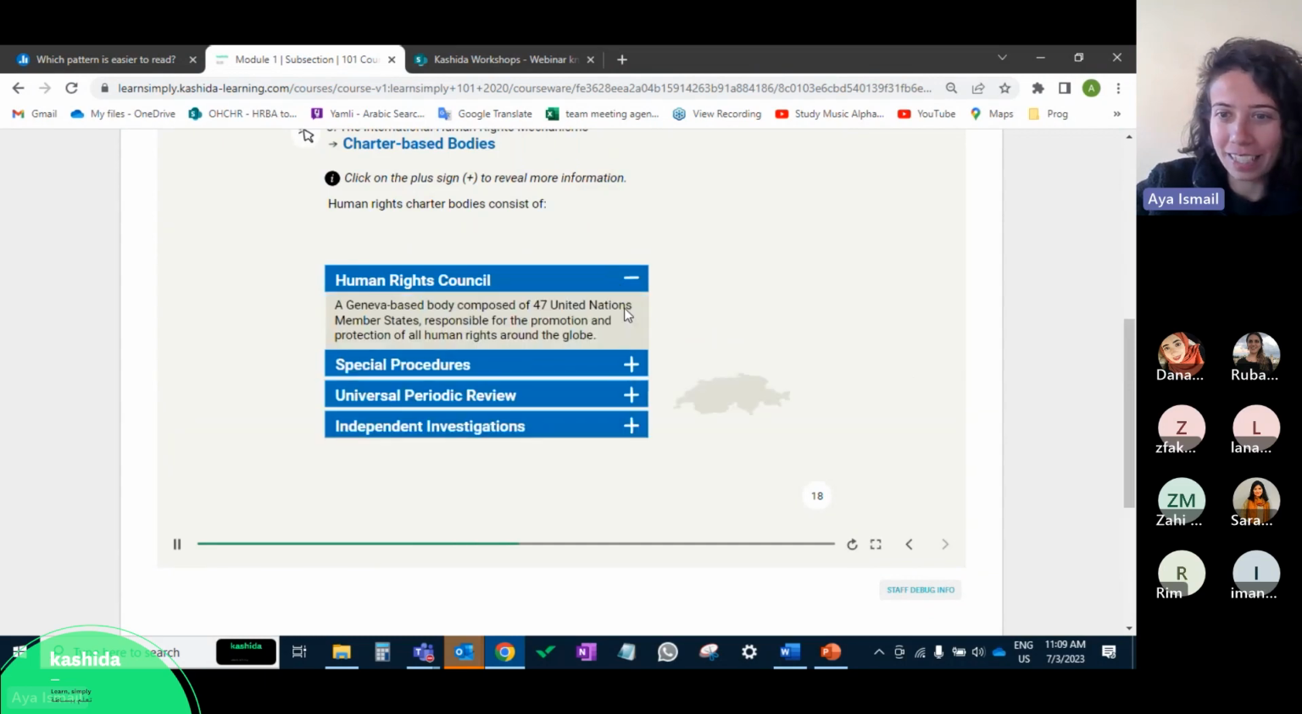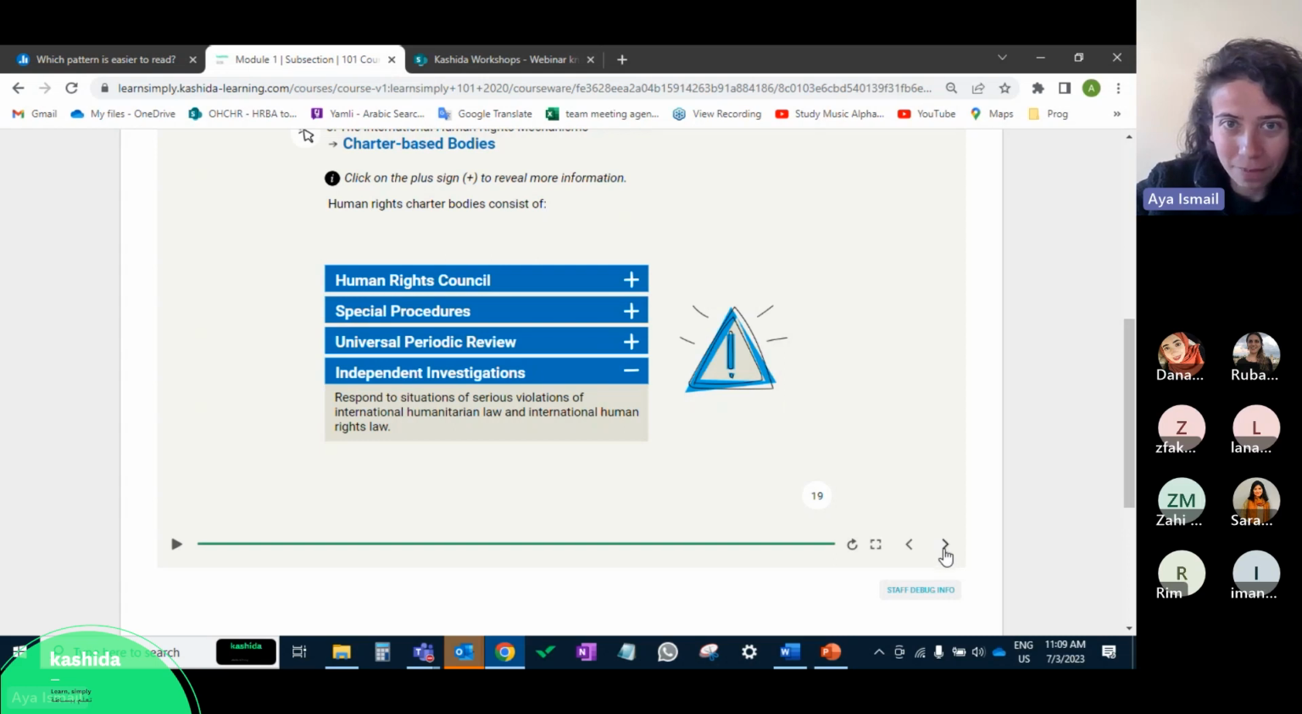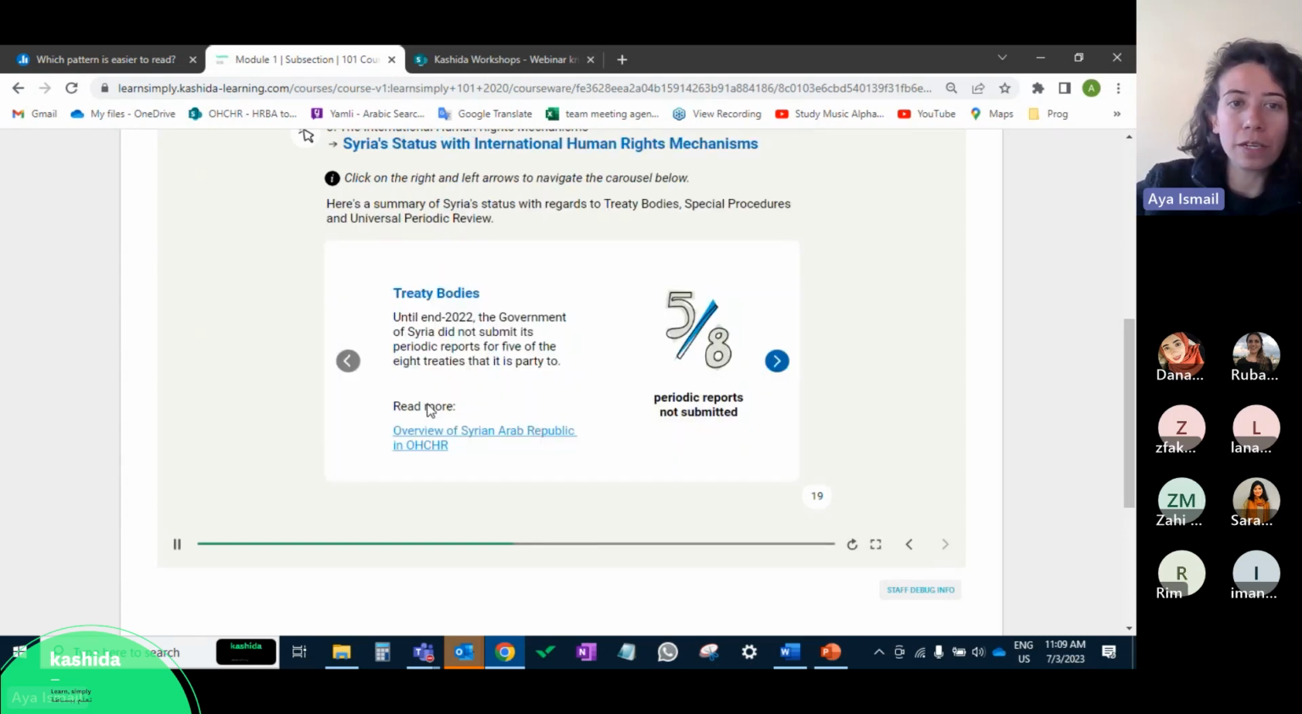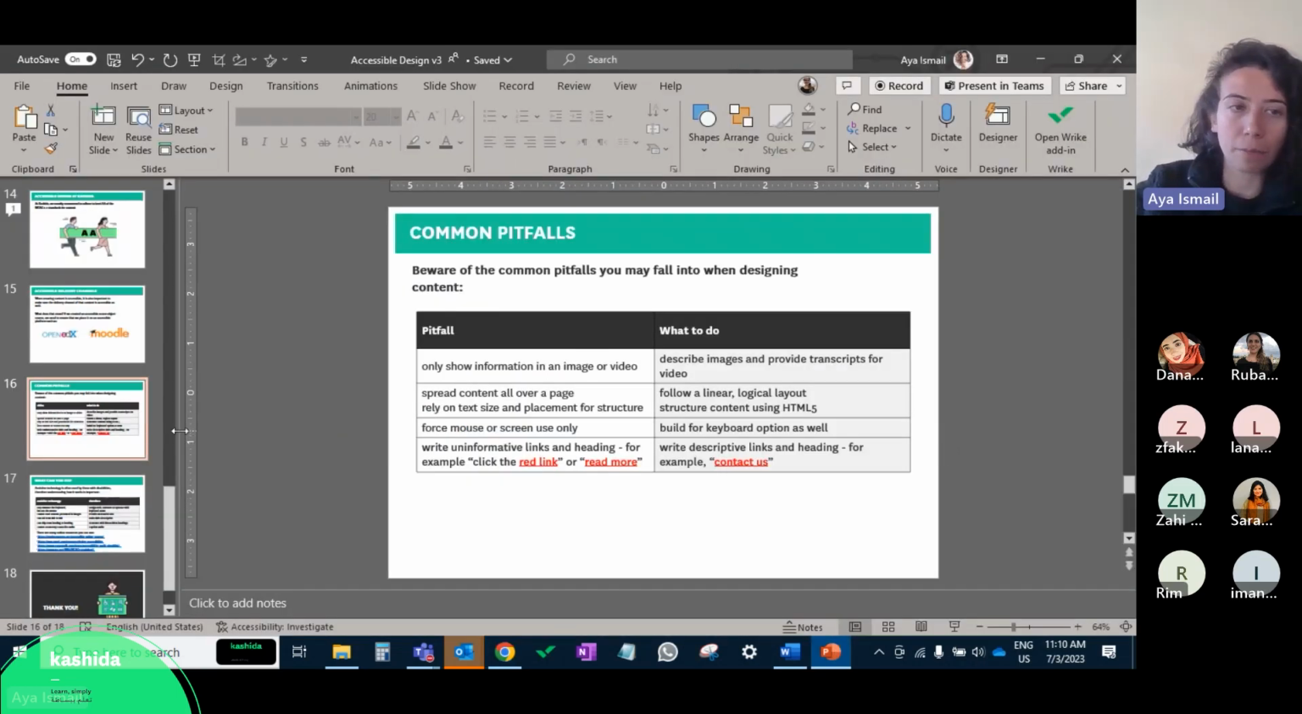This is an accordion style. Yes, here. So we are saying read more, but then we are giving a description of what the link is about. This is a link that is taking learners to an external page, and it actually says the title of the link, and we didn't just hyperlink read more. So read more, and then we gave the title, Overview of Syrian Arab Republic in OHCHR, and the reader will actually say link, Overview of Syrian Arab Republic on OHCHR. So there, it's very clear for people what they are going to click on. So yes, using descriptive links is very important.